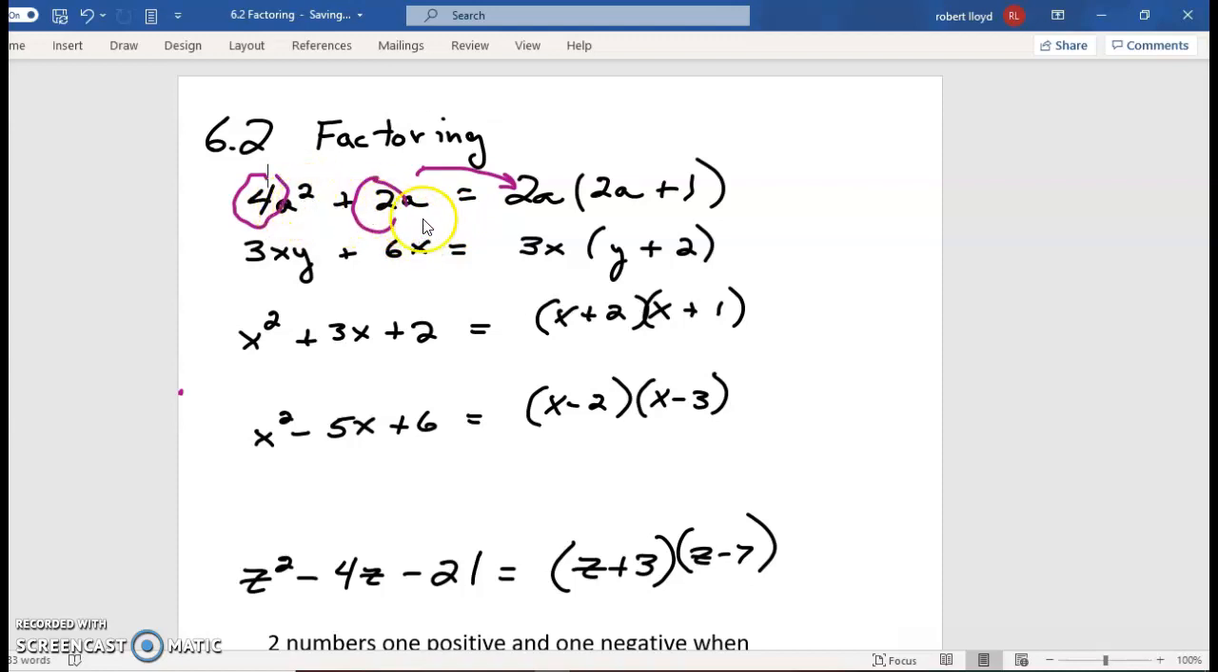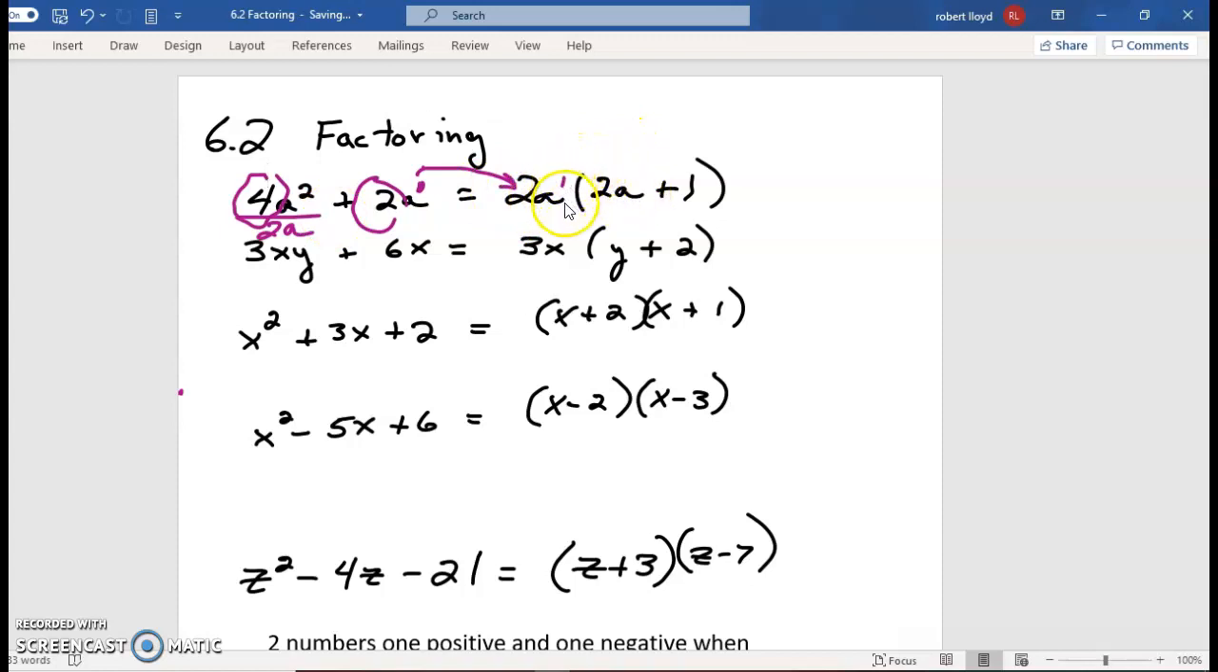Also, we have a squared and an a. So this a is to the first power. If we have like bases, we can take the lowest power of the variable. So that's a to the first. Now when we take the 2a out of 4a squared, we're left with 2a.